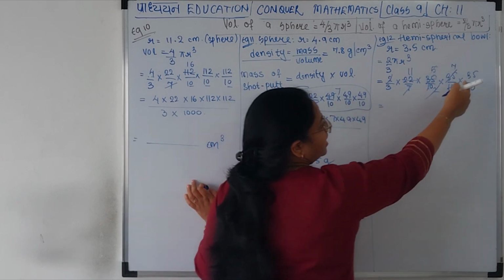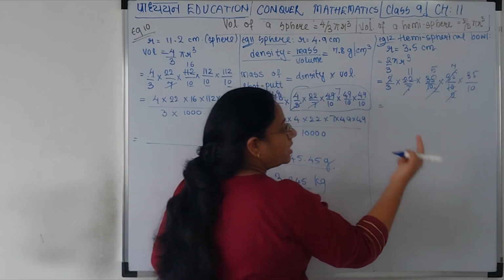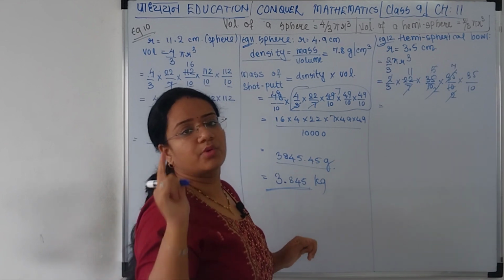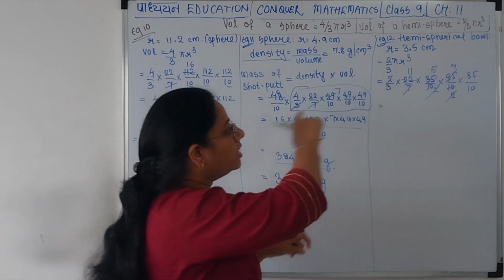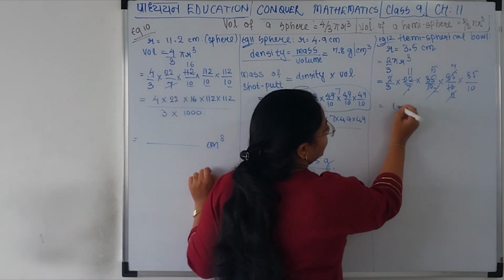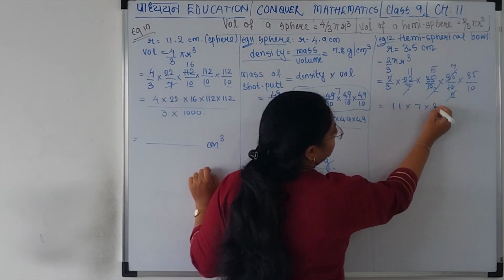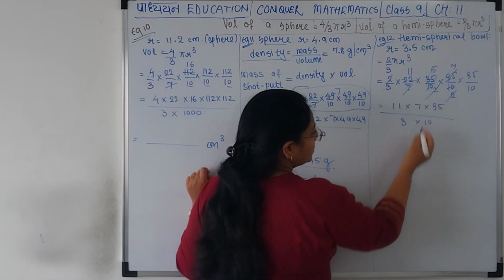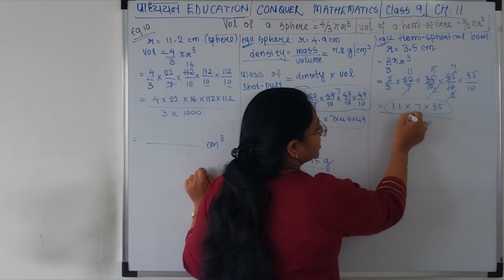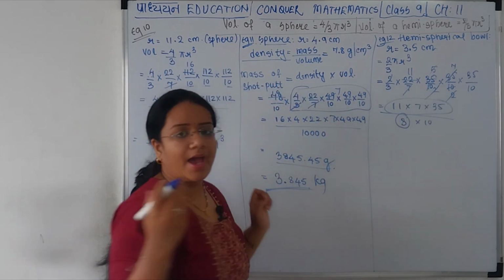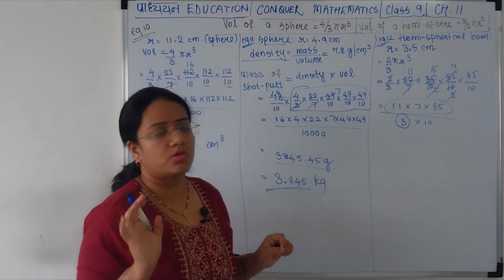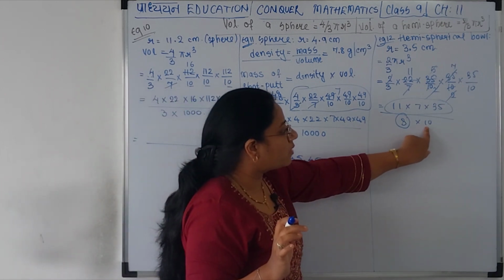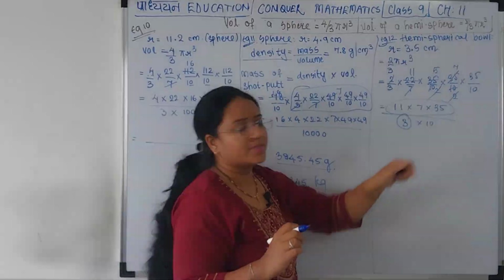Now I am not saying go for 35 and 10. Why? Because there is no number that you can reduce using 5 in the numerator. So what you are getting is 11 into 7 into 35 upon 3 into 10. Simply multiply this, divide by 3 and put a point on the 1 decimal point you will be putting in the answer.